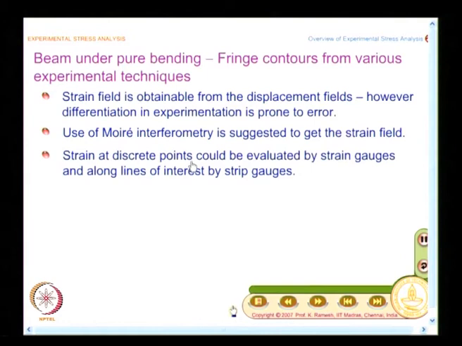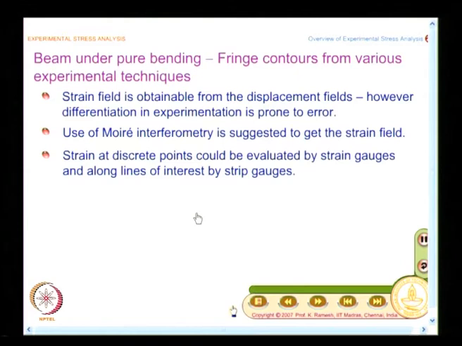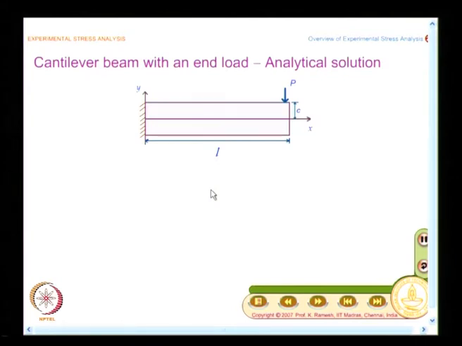Strain at discrete points could also be evaluated by strain gauges. Suppose I want it for a series of points, then I have what is known as a strip gauge. In one backing, several strain gauges are available at fixed lengths given by the manufacturer. This is done at the time of manufacture itself, one grid containing several elements of strain gauge. So I can get the strain from strain gauges from point to point or along a line of interest. So we have seen reasonably the various contours that are possible from experiment for the problem of a beam under 4-point bending.